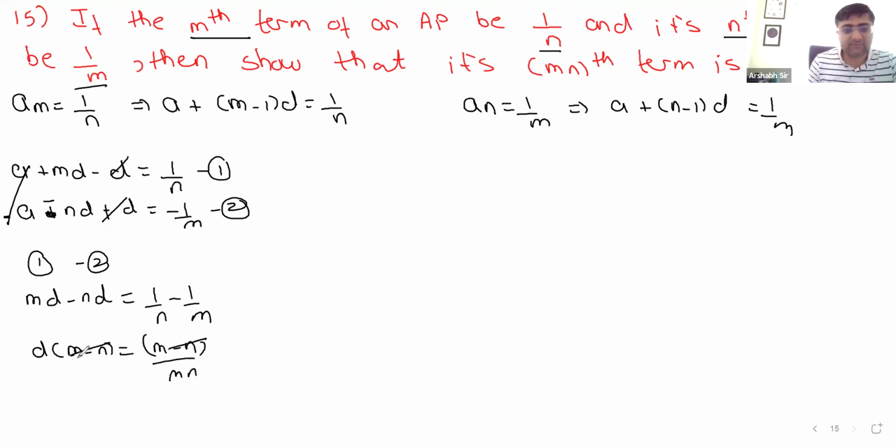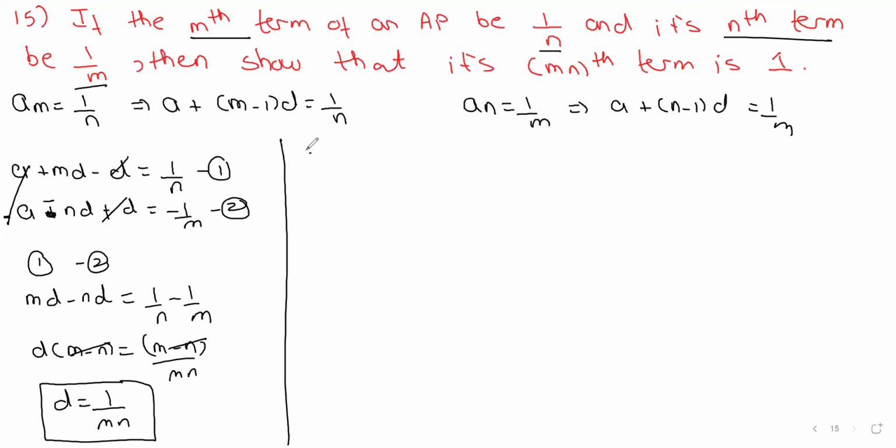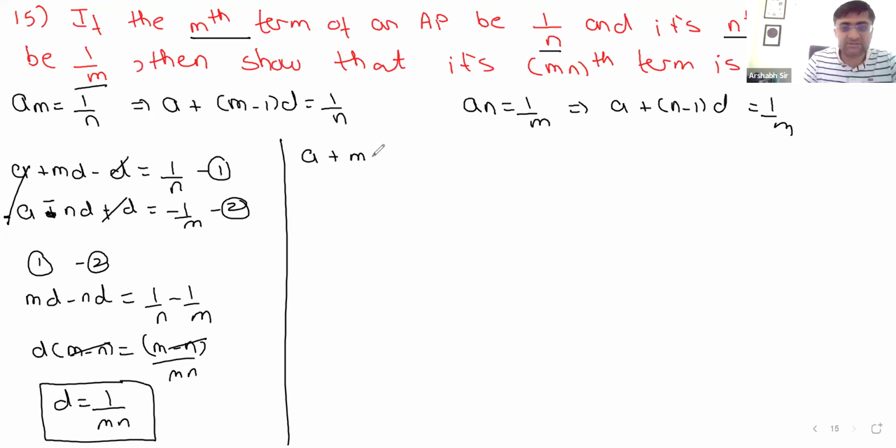So m minus n cancel. So d is 1 by n. Till here, does any child have any doubt? Yes or no? No, sir. First equation में डाल दो. A plus m times d minus d is equal to 1 by n. So 1 by n goes away. A is equal to 1 by mn.